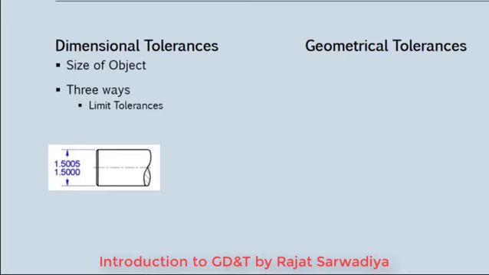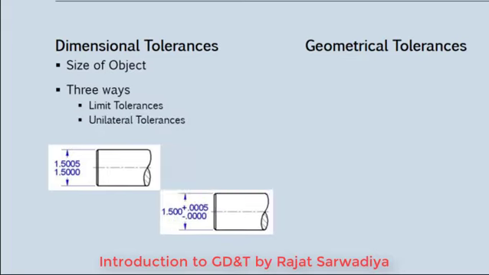So as you can see, this is how we apply the limit tolerances. We give the upper as well as lower limit value of the dimension. If the actual value of the manufactured part lies within this range, then the part is accepted, otherwise it will be rejected. This is how we apply the limit tolerances.